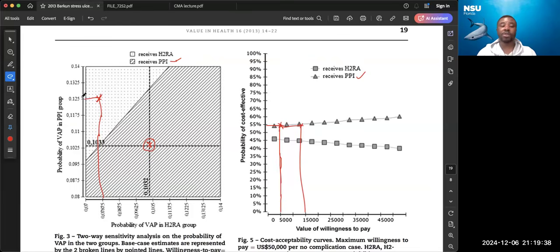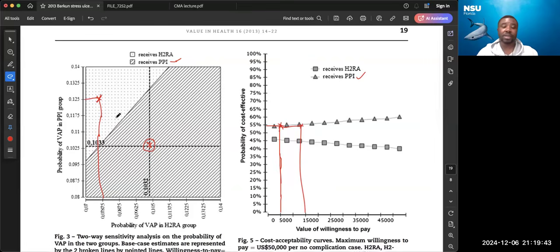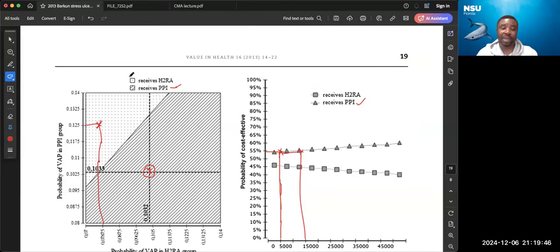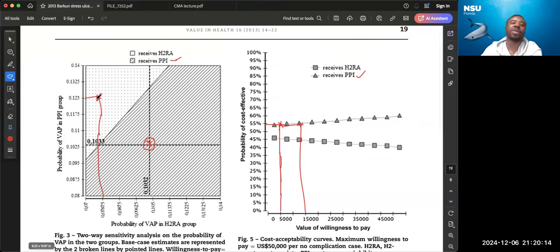If she does that, all you need to do is plot the two on the graph and see where they meet. The legend tells you that this part is for the H2 arrays and this part is for the PPI. These shadings tell you when to choose which option. If you plot and it falls within this, your best option is the H2 arrays. If it falls here, your best option is the PPI. That is why I gave this example. It is just hypothetical.